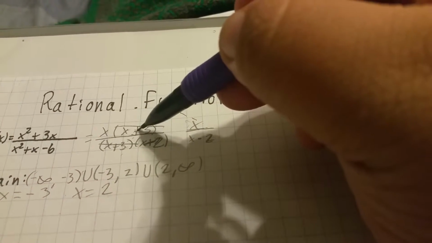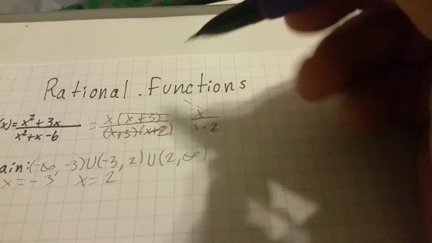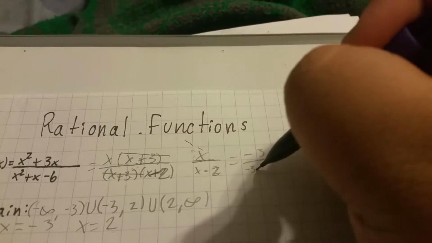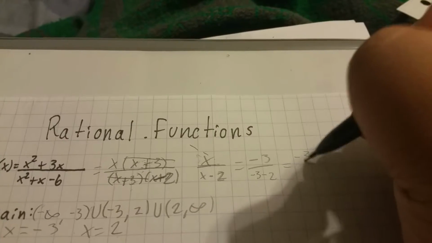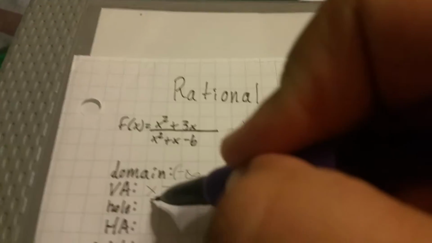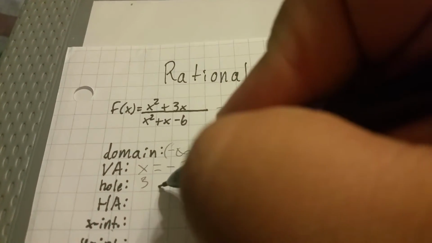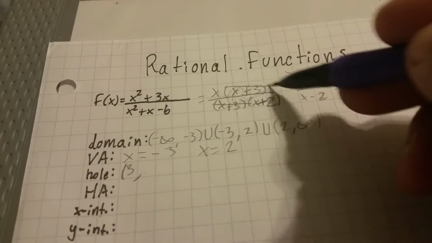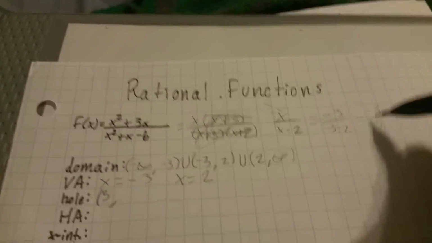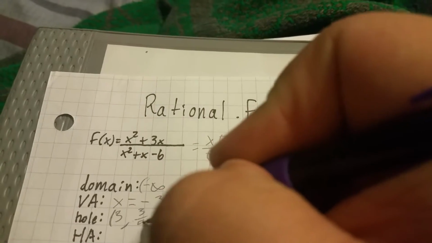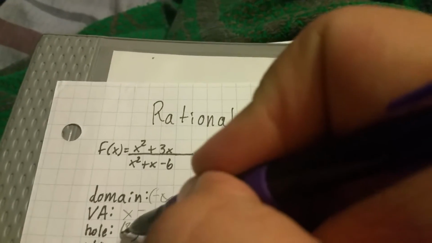And in order to calculate what the point of discontinuity would be, you plug in the 0, or the root, for the common factor, which in this case would be -3. So this turns into -3 over -3 minus 2, which is -3 over -5. So the x value is -3, since that's the 0, or root, of the common factor. And then the y value would be -3 over -5, which translates into being 3 over 5.